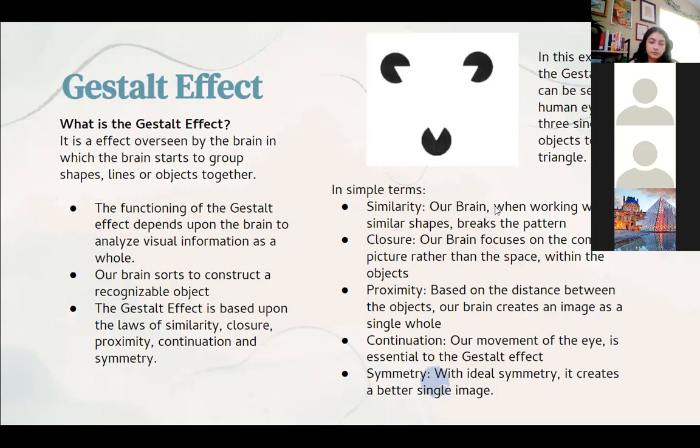Now, the functioning of the Gestalt effect depends on the brain analyzing visual information as a whole, and our brain sorts to construct a recognizable object. So in a way, our brain is very lazy in the sense that it looks holistically at an image. So when we're seeing these three independent circles, we sort of group it all together. And this in itself is the Gestalt effect.